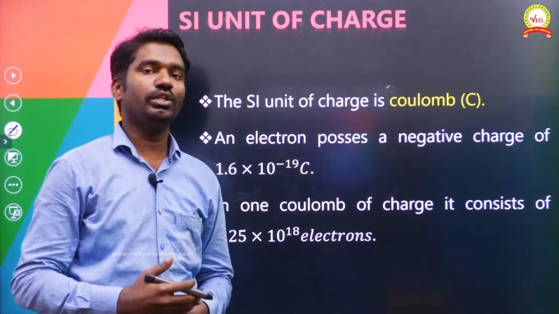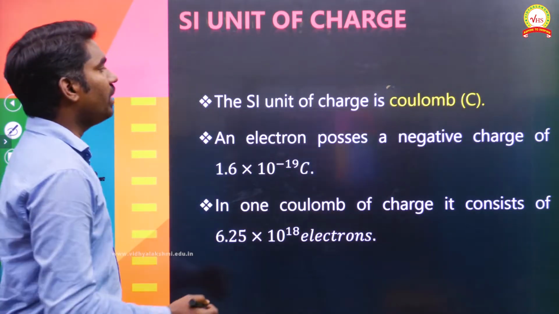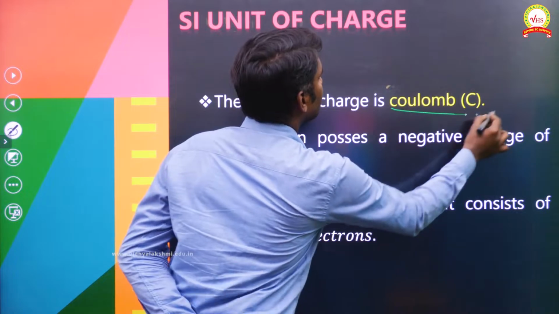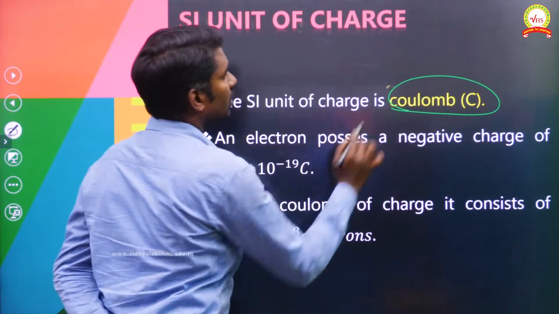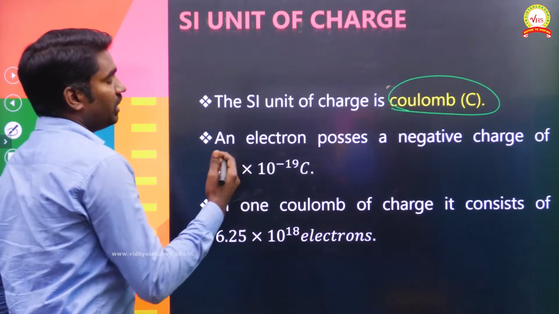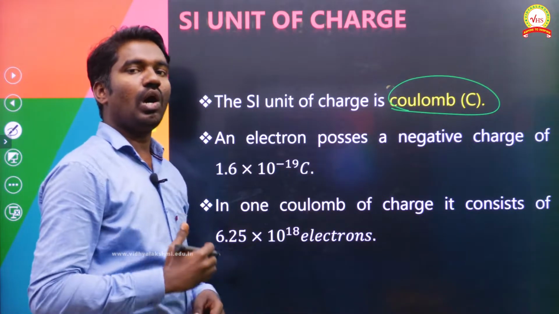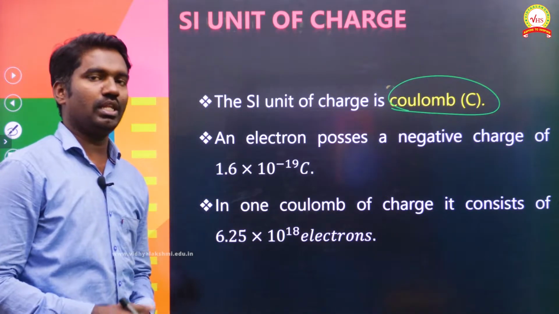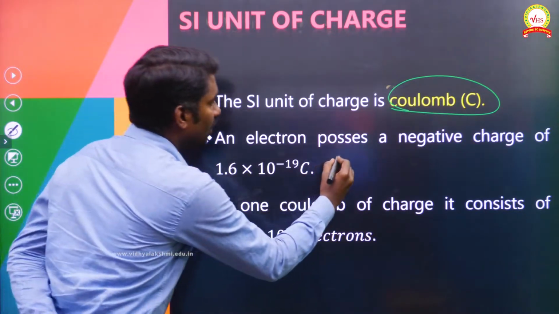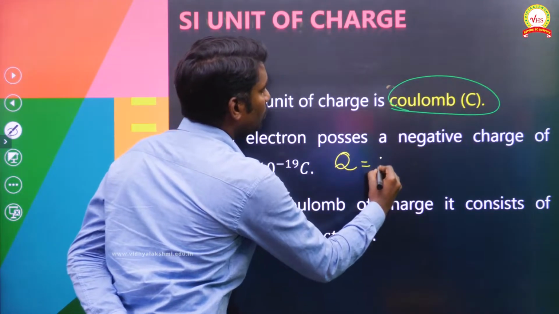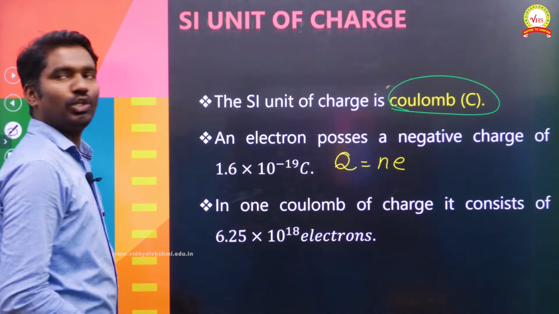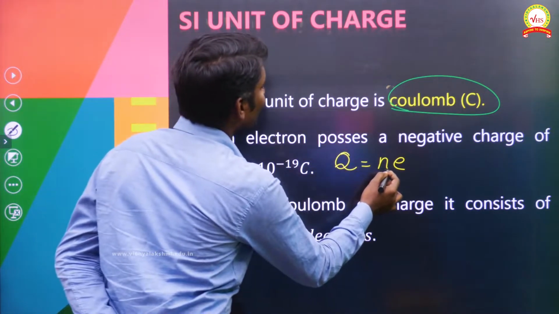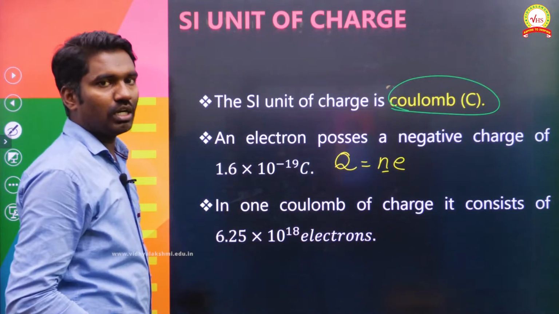So the next one is the units of charge. What is the unit of charge? The unit of charge is coulomb. And in 1 coulomb of charge, how many electrons will there be? That we need to calculate, by using the formula Q is equal to N into E. In 1 coulomb, how many electrons are we going to calculate?